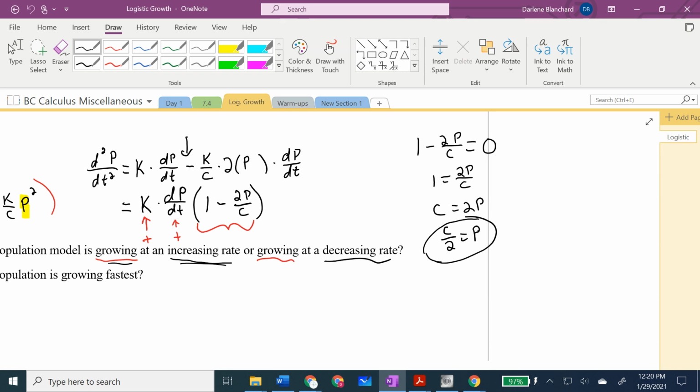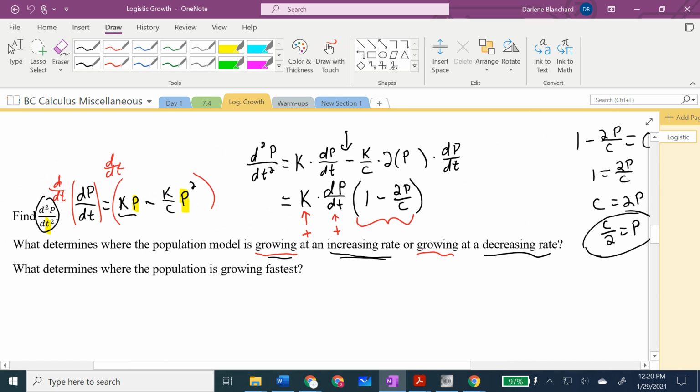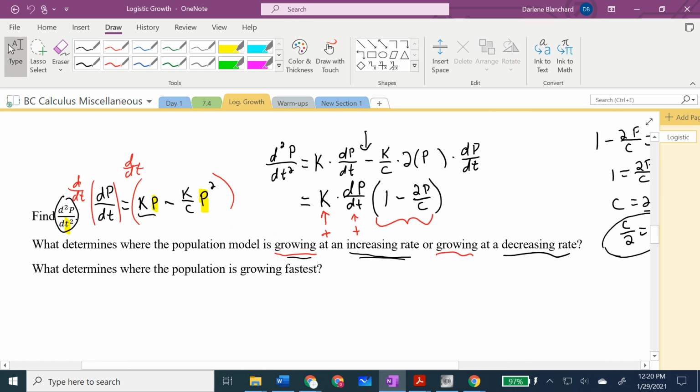So, back to just the mathematics of the model. If you reach half your carrying capacity, you're reaching a point of inflection where you change from concave up to concave down. And you need to be aware of that. So the thing that determines where population is growing the fastest is really whether your population is under half your carrying capacity or over.